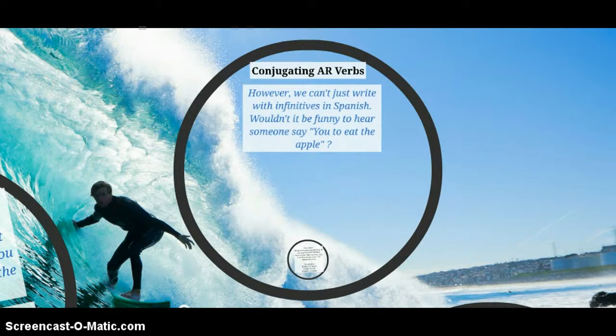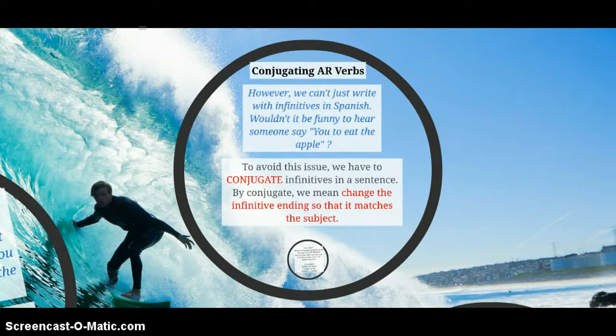So what we do in English is we say, you eat the apple, or he eats the apple. Okay, so that verb changes based on the subject. So to avoid the issue of this being kind of funny, we conjugate infinitives in a sentence. By conjugate, we mean change the infinitive ending so that it matches the subject.